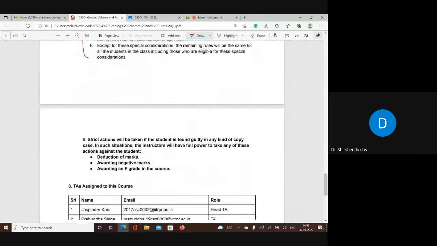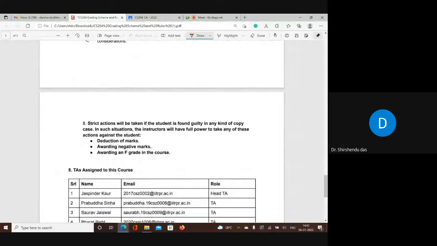Okay. So now the last point, number 8. This is again true for all students, but this is the most important rule. You have to understand that from all the rules I have explained here, this rule is the most important. That's why it is mentioned in bold. Strict action will be taken if a student is found guilty in any kind of copy case. So make sure that you are not involved in such activities.